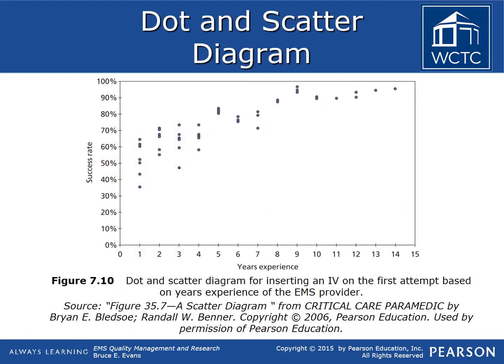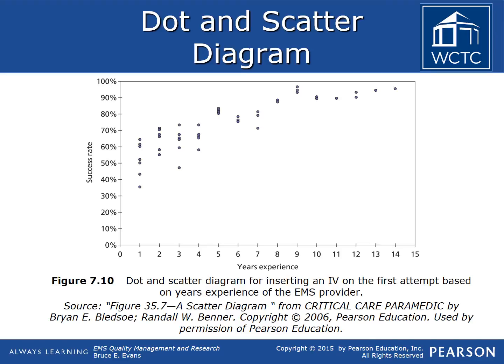Dot charts or scatter diagrams are useful for evaluating the relationship between two different variables. In this example, the dot chart plots first attempt IV success rates against years of provider experience. Upon a quick glance, it would appear that more experienced providers have better success rates than newer providers. To confirm such a relationship, statistical software can calculate a correlation value, or R value, where -1 is a strong negative correlation, 0 is no correlation, and +1 is a strong correlation.